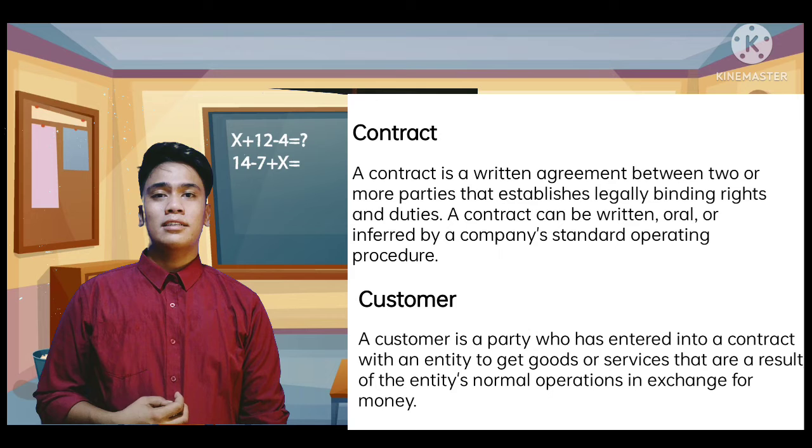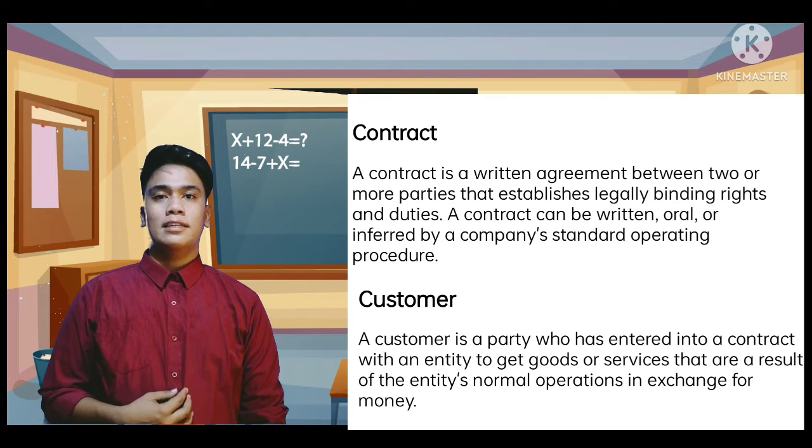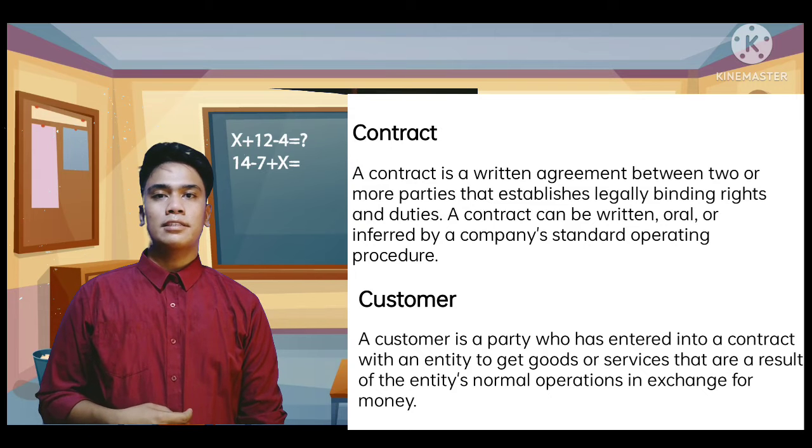Ang contract is a written agreement between two or more parties that establish legal binding rights and duties. A contract can be written, oral, or inferred by a company's standard operating procedure.